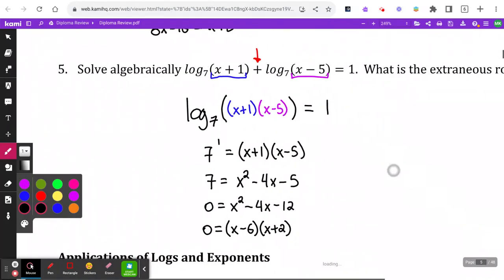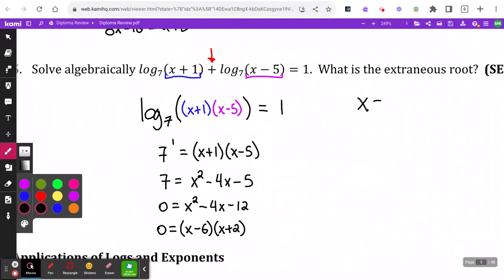Giving me two solutions, x equals 6, x equals negative 2. Both of those are algebraically correct roots. Correct. So extraneous roots are roots that algebraically worked, but when you test them, they don't work. So you should try to verify your solutions when you can.